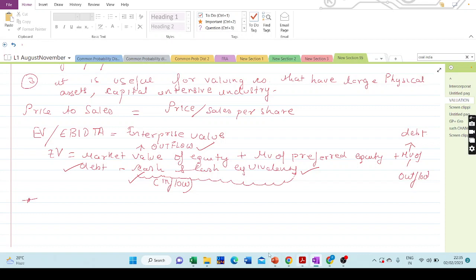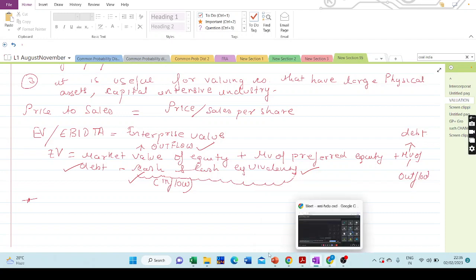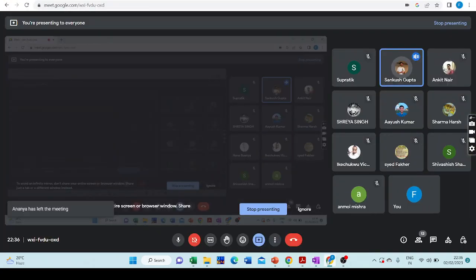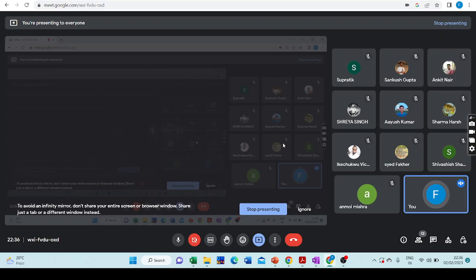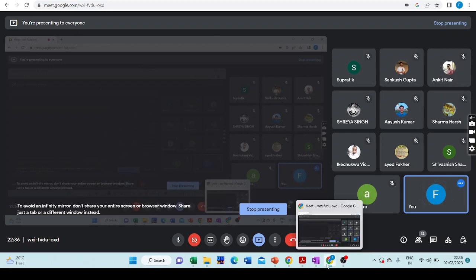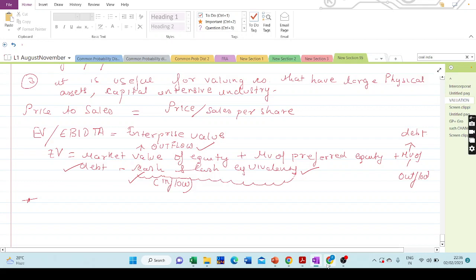Any doubts, please ask, yes or no, guys. Sir, enterprise value is exactly what an acquirer needs to pay to the stakeholders, right? Yes, what the acquirer needs to pay to the stakeholders of the target company to acquire the target company. Absolutely correct. Guys, should I move forward? Anyone having any kind of doubt, please ask me now. No, sir. Okay.